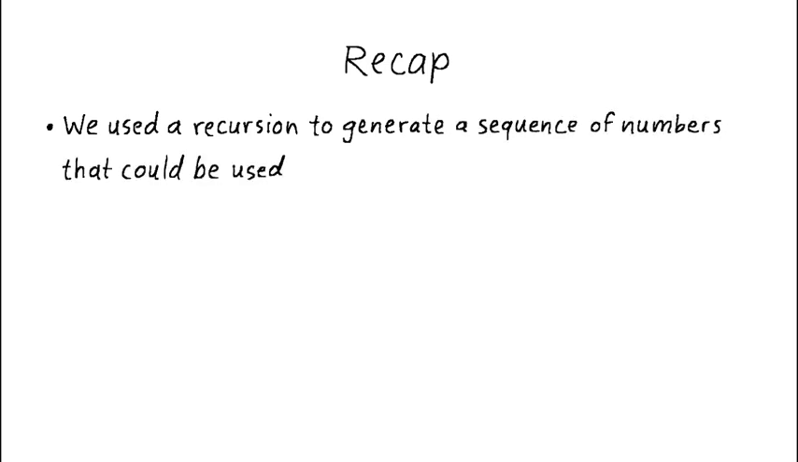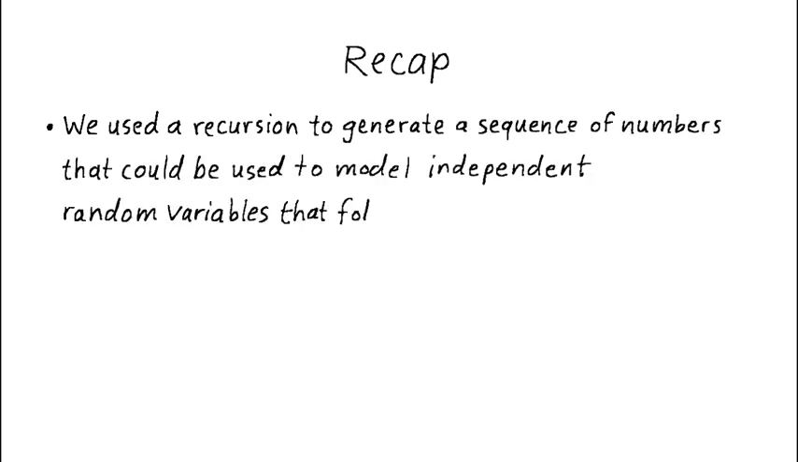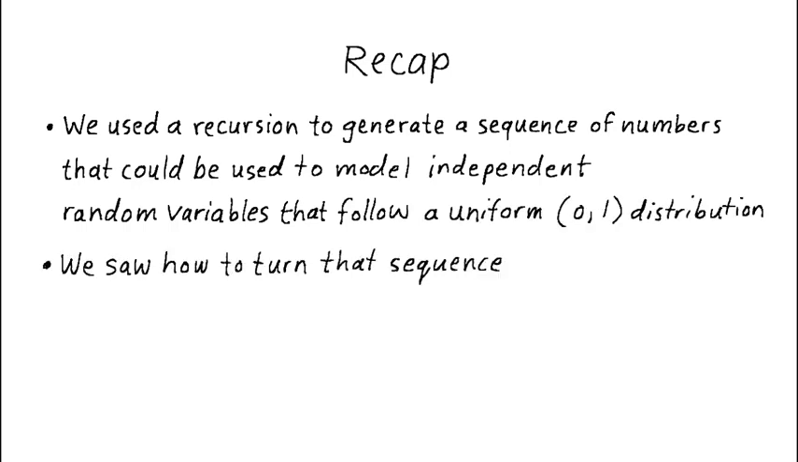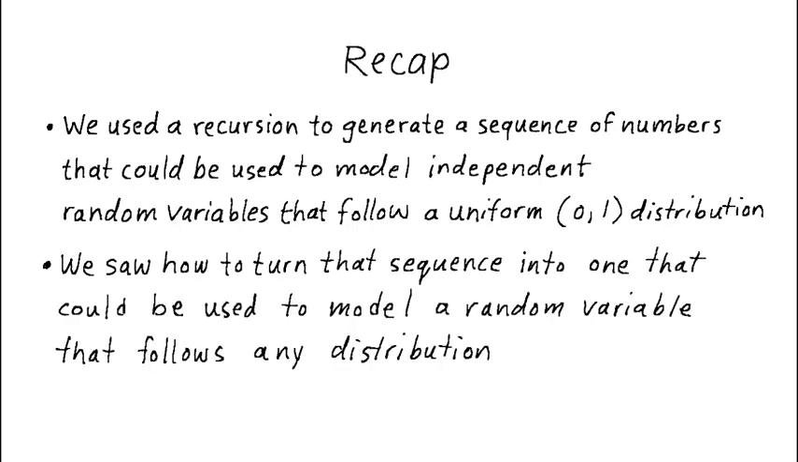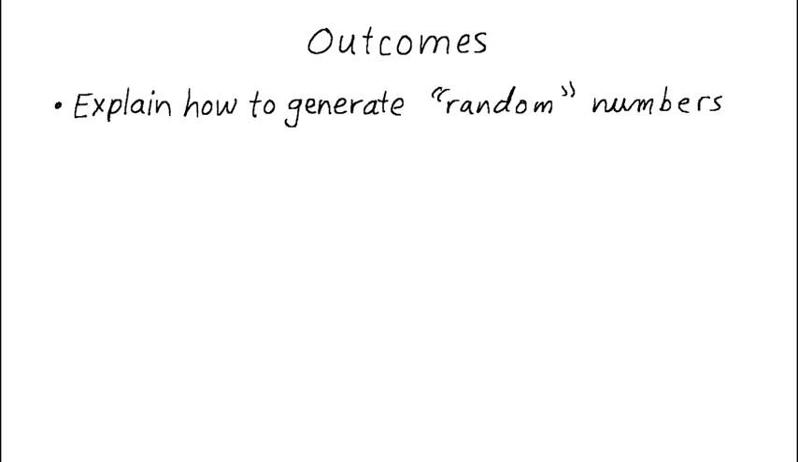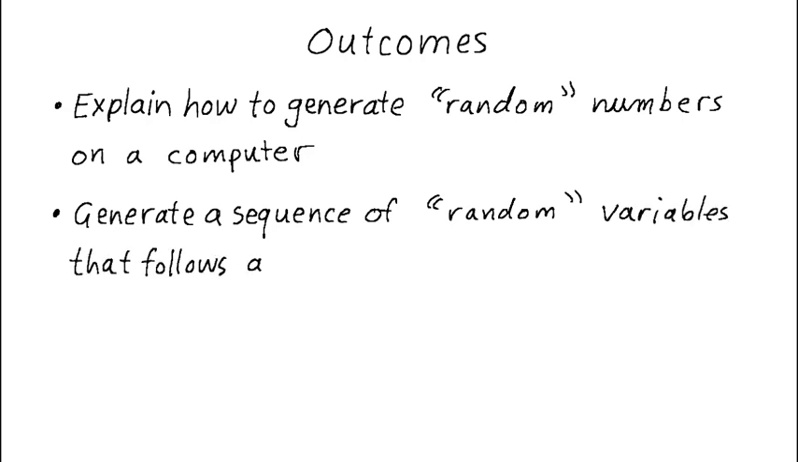Let's recap. We employed a recursion to generate a sequence of numbers that we in turn use to model an independent set of uniform 0,1 random variables. We also saw how to turn that sequence of numbers into a model for whatever random variable we liked by inverting the corresponding cumulative distribution function. You should now be able to explain how to generate random numbers, or what some might call pseudo-random numbers, on a computer. You should also be able to generate a sequence of random variables that follows a given distribution.